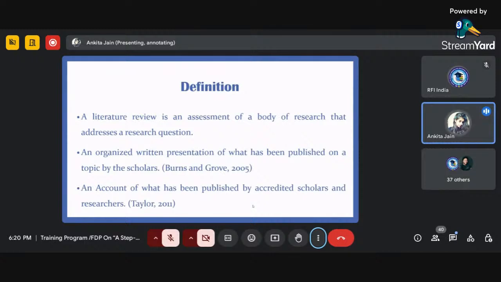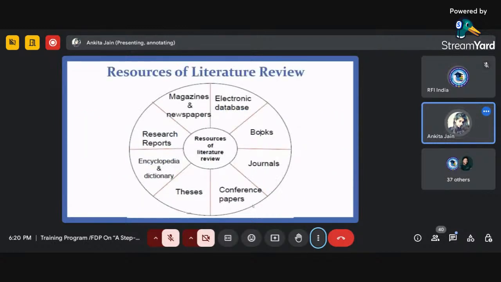Now, next one is definition. A literature review is an assessment of the body of research that addresses a research question. Ultimately, it talks about the research, right? Which also leads to the research question. It is also an organized written presentation of what has been published on a particular topic by a researcher, and also by different researchers or scholars. So these are the definitions of literature, which is the already published material.